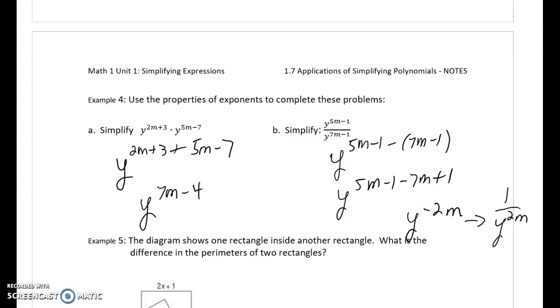Okay, so again here for that calculation, we are subtracting polynomials, which means we're going to distribute or add the opposite. And when we do that, we get y to the negative 2m exponent. And we can go one step further because this exponent is negative. We're going to take the base and flip into the reciprocal. And the exponent to that y base is going to become positive.